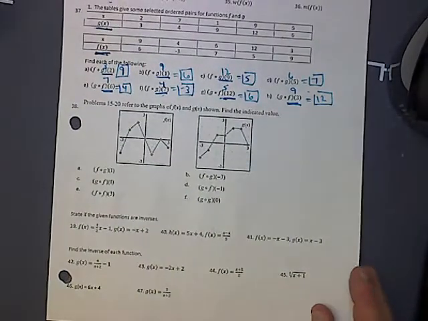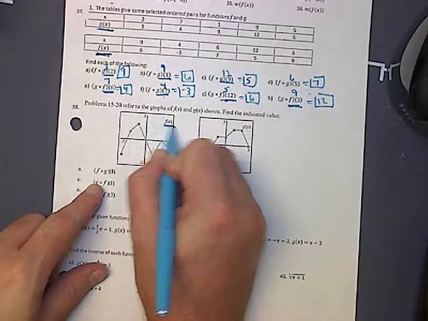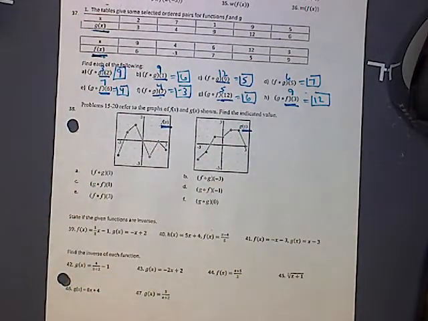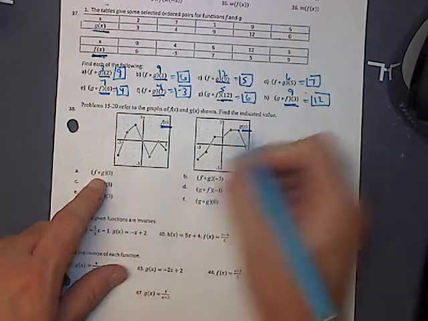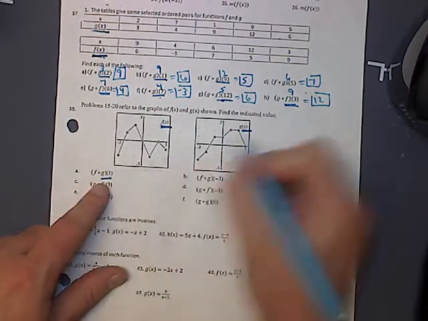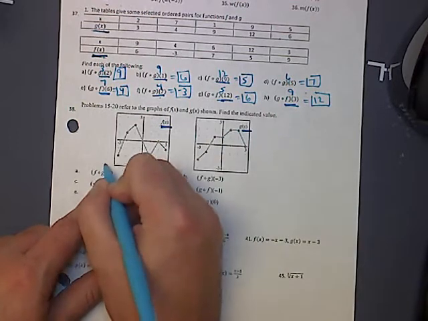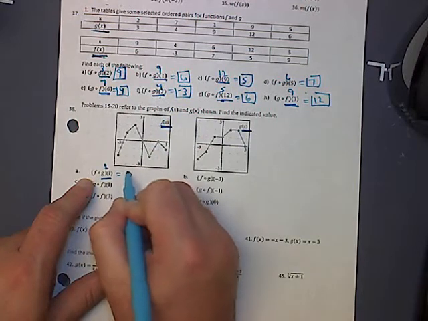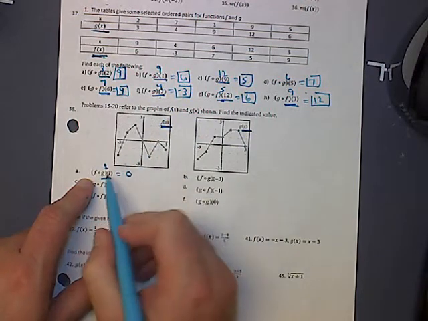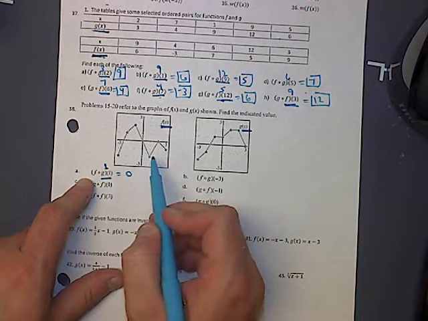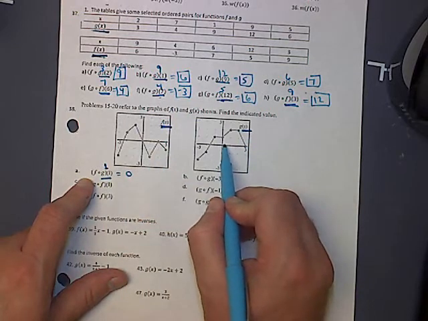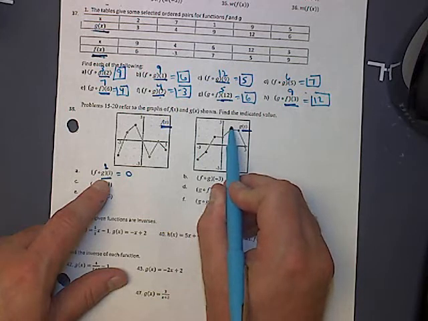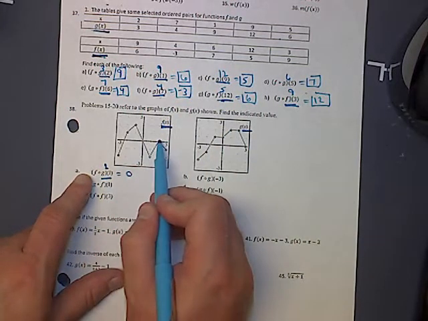Now let's look at it graphically. This is the F function. This is the G function. Make sure you look at your diagrams before you start. G of 1. G is over here. G of 1 is 2. Now F of 2 is 0. Let's go back through that. G of 1 is 2. F of 2 is 0.